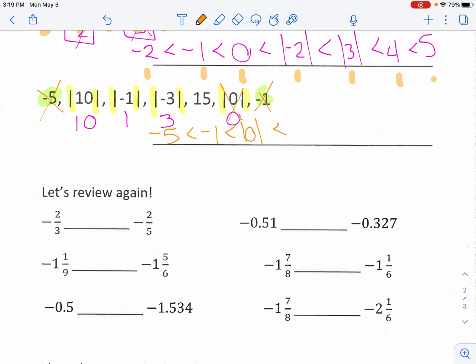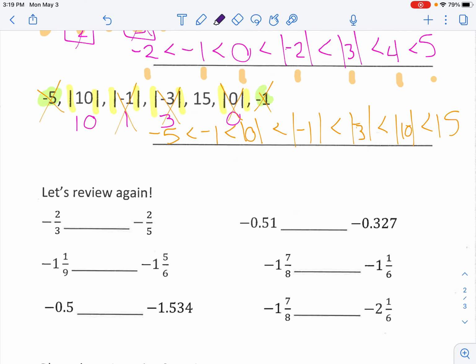is less than, let's see what I have left. I've got 1, 3, 10, and 15. So the absolute value of negative 1 is less than the absolute value of negative 3 is less than the absolute value of 10 is less than 15.